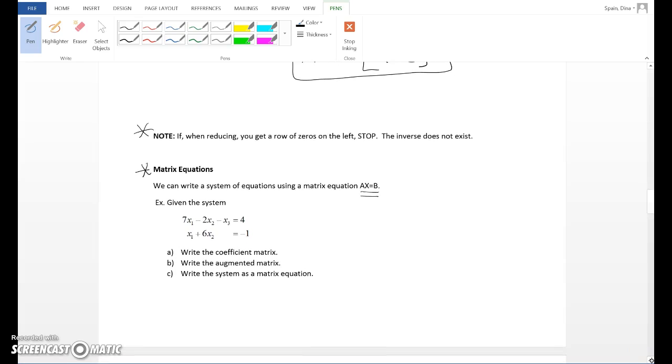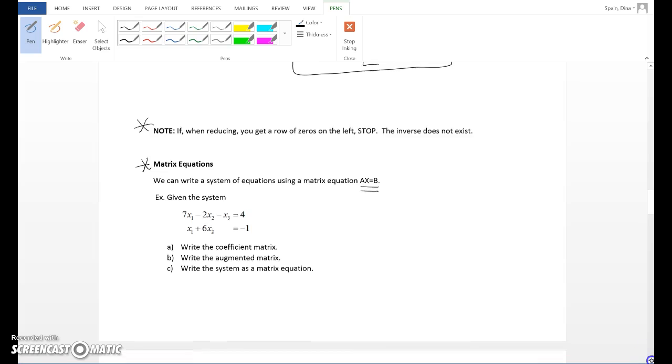It says, here's this system, and it's not a square system, so that's fine. This is like a 2 by 3, because there's two equations with three unknowns. Given this system, we're going to do parts A, B, and C. A says to write the coefficient matrix. B, we're going to write the augmented matrix. Let's just augment it with the right-hand sides. And then we're going to write that system as a matrix equation.